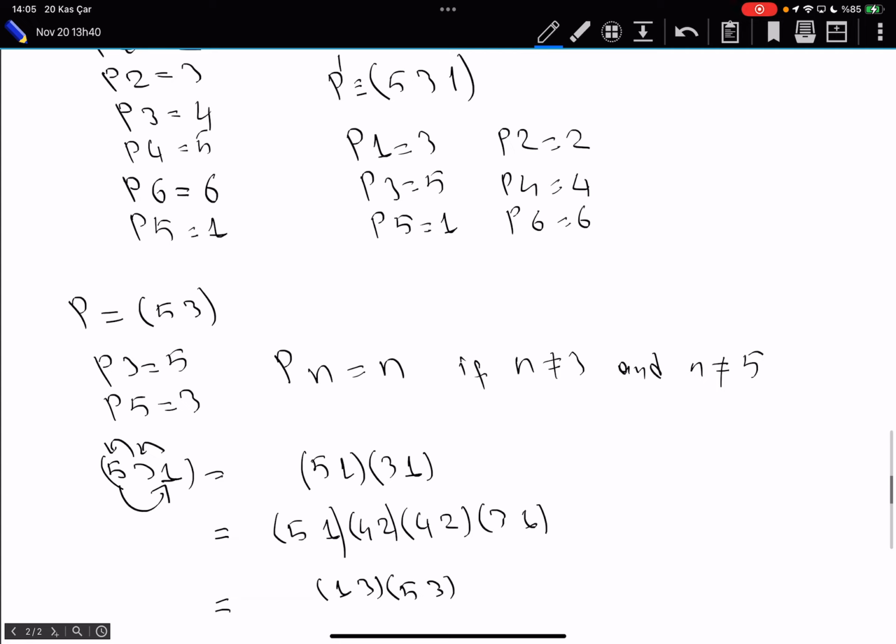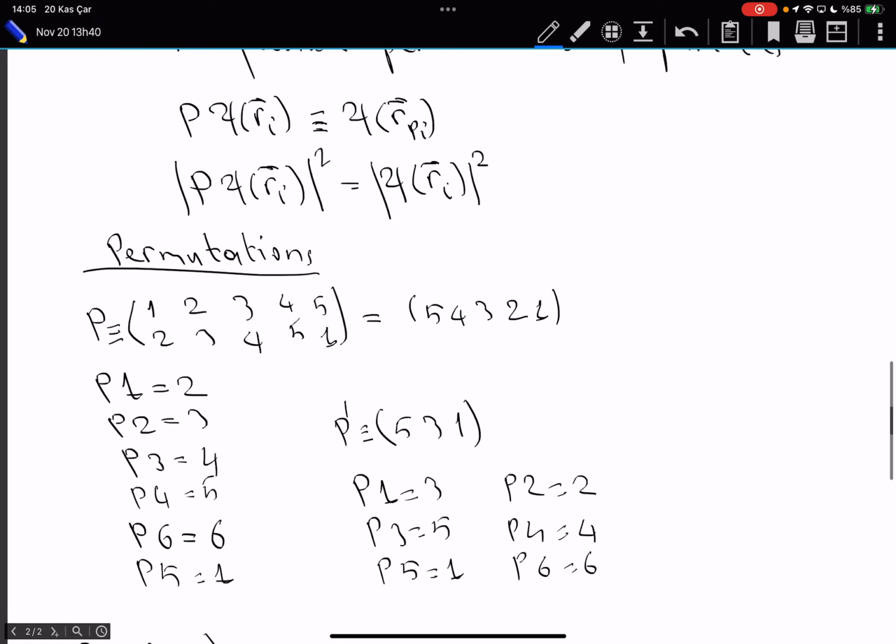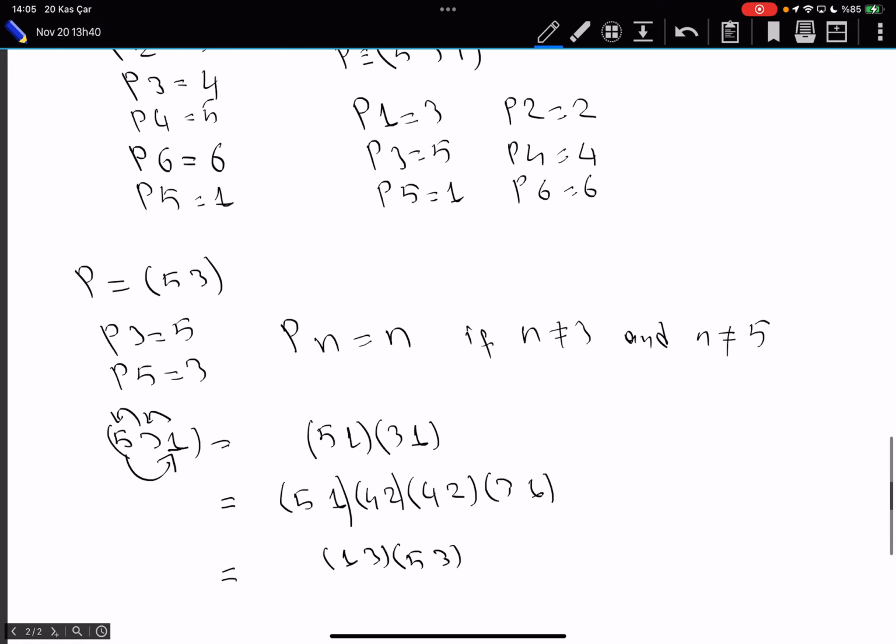You see, here I have 3 cases. I can write it in terms of 3 exchanges, 4 exchanges, or 2 exchanges in a different way. So they're all even. That's what we call an even permutation. In other cases, it can be odd. So it will be an odd permutation. So I can, in a sense, divide the permutations into even and odd permutations. So these are the notations.